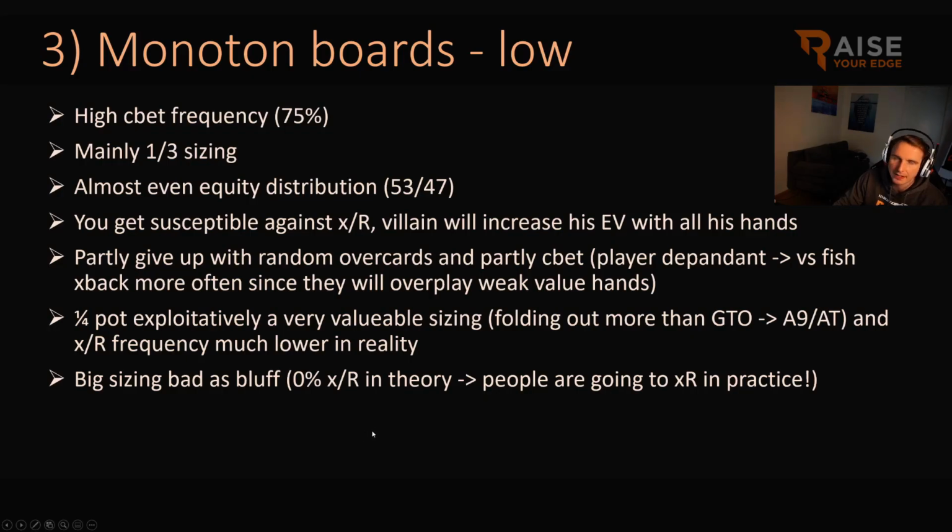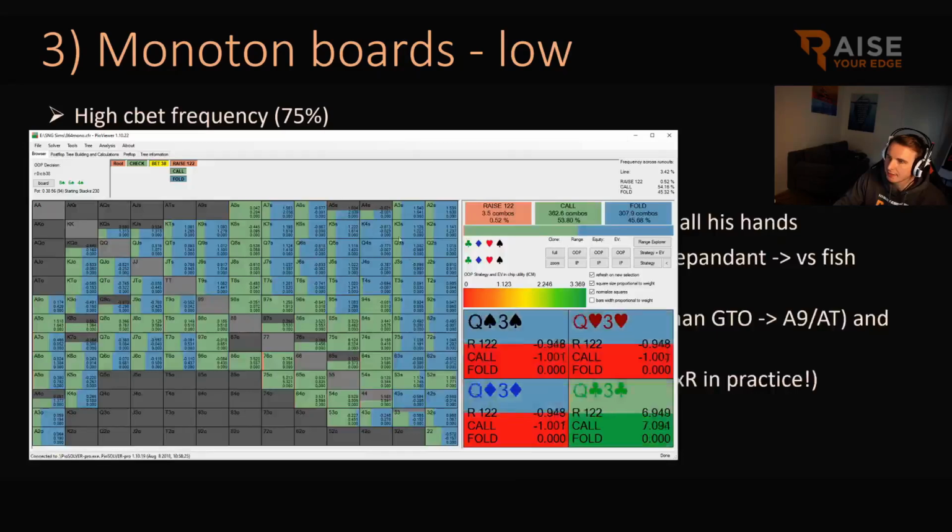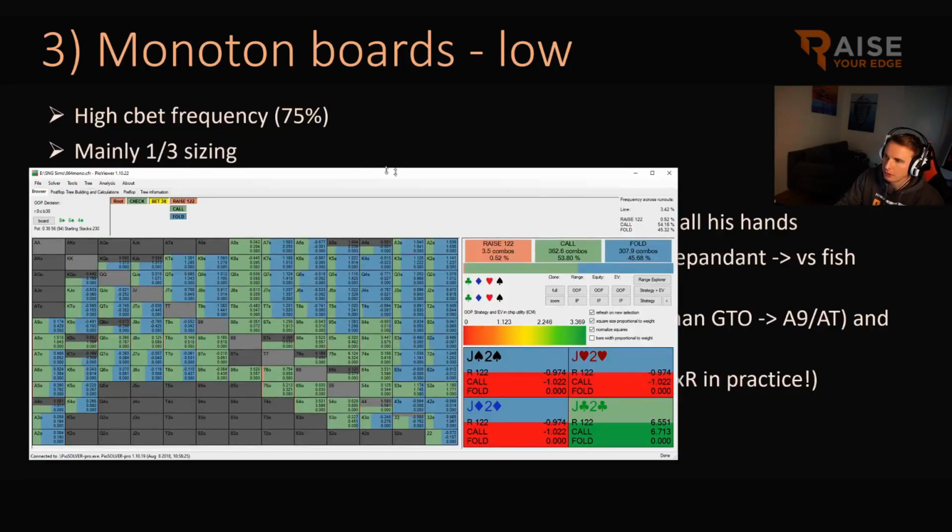Big sizing, I think, is bad as a bluff, because against the big size, our opponent is not supposed to raise, and this is definitely not happening in reality. So the big sizing, I think, is quite bad, and I would mainly bet big with my value hands.